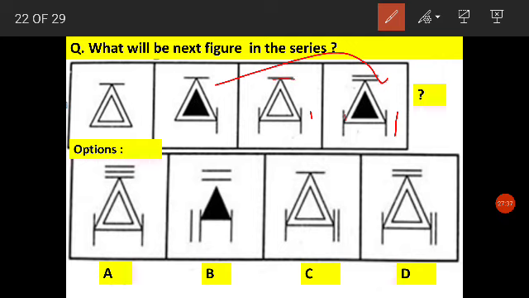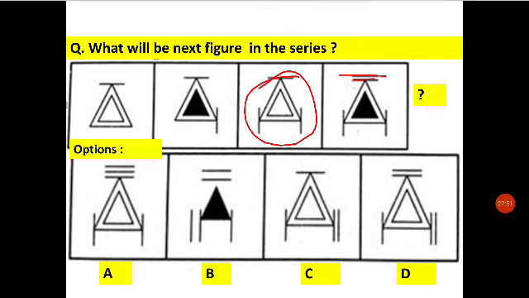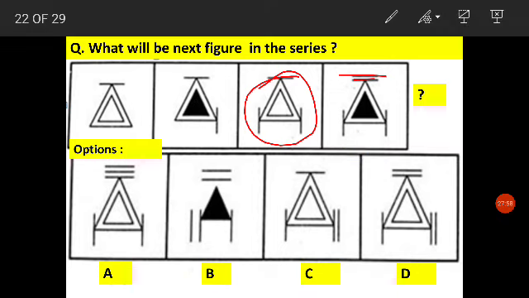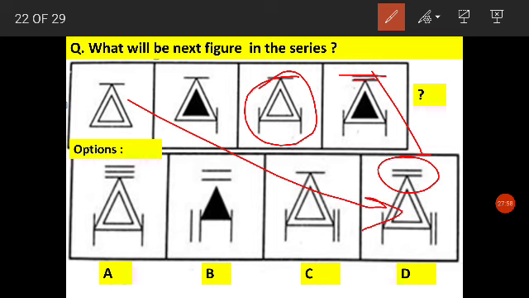So from here if you see, one bar has been added here. So the next possible answer is D, that you have the same triangle but it has got two arrows here, and then two bars here and two bars here. With one bar here, one more will get added here, and one is here.